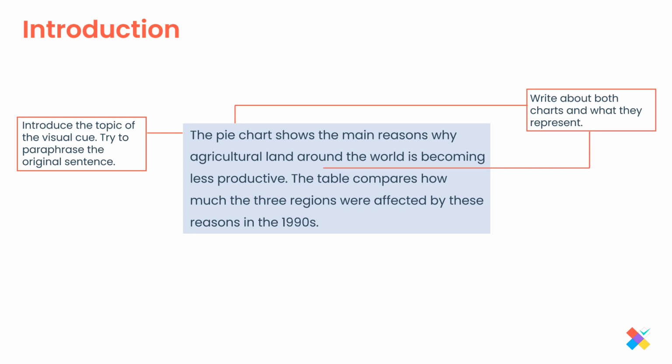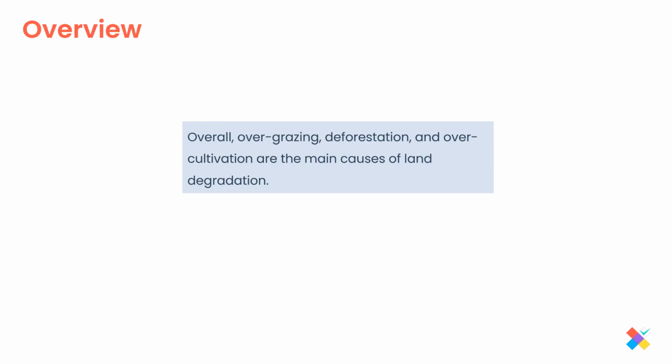Then we have the overview, which is very important. It's extremely important if you want to get band 5, minimum band 5. You start your overview with "overall," and again you try to identify the main trends. Overgrazing, deforestation, and overcultivation are the main causes of land degradation. This was what this person has identified.